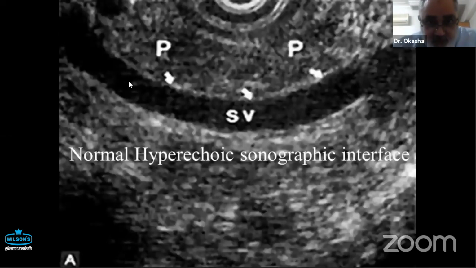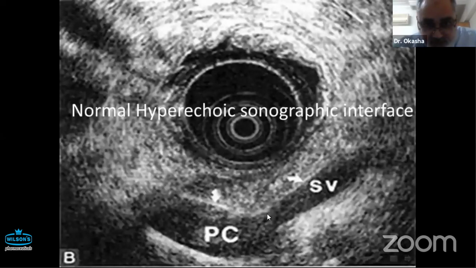This is an example of the normal interface between the vessel and the pancreatic tissue. This white line is the interface between the pancreatic tissue and the vessel. Here it is a splenic vein as seen by linear endoscopic ultrasound. And here, this is a very nice interface, this white line, at the portal venous confluence. This is a very nice interface between the vessel and the normal pancreatic tissue as seen by radial endoscopic ultrasound.